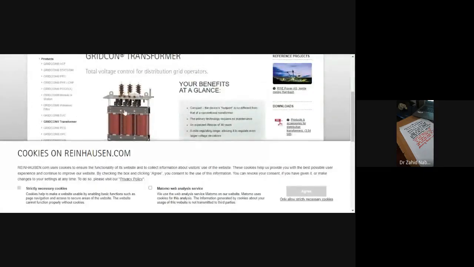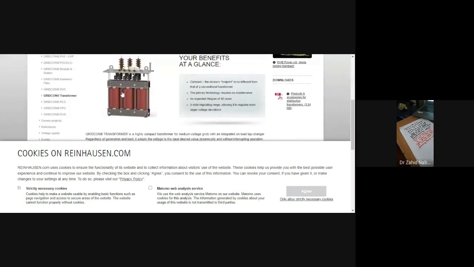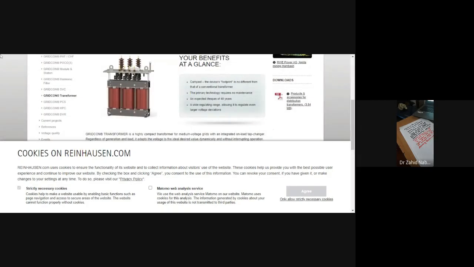Here it is. So here you can see the transformer. It will stop sharing. So this is the transformer. Now we can see this is the transformer over here.